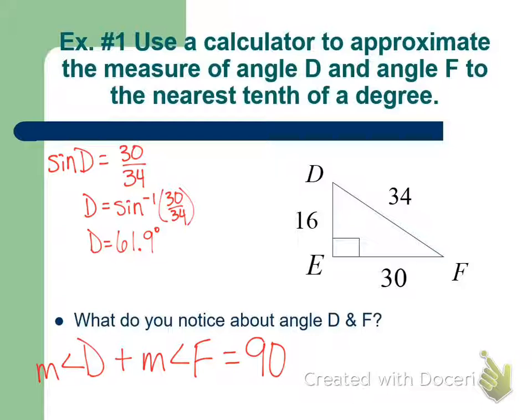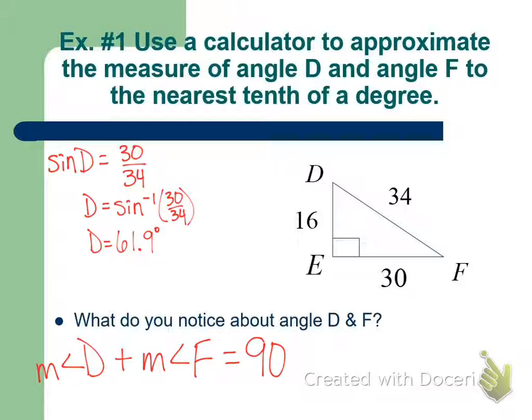Okay. You did not have to use sine for that. You could have used cosine, but then your fraction would have been 16 over 34. You could have used tangent, and your fraction would have been 30 over 16. So you just have to pick a trig function when you know all the sides. If you don't know all the sides, which we'll see later, then you actually have to be careful. There's only one option. All right, we found angle D.